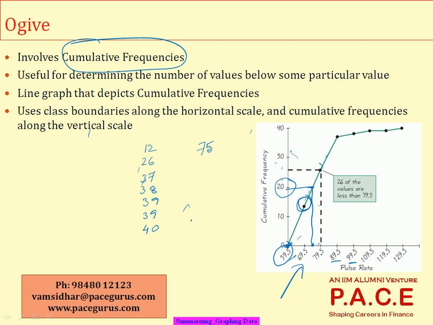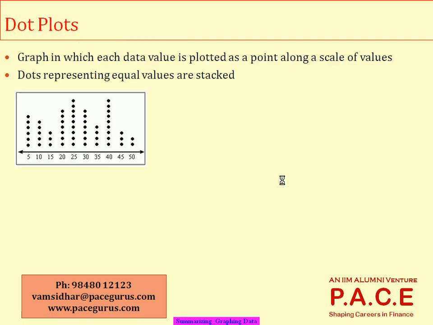So just to understand what is the total number or what is the total proportion falling below a particular value, we create an Ogive curve. So this is one more common curve which we use as a part of our statistical analysis. Then sometimes people also get into the dot plot.